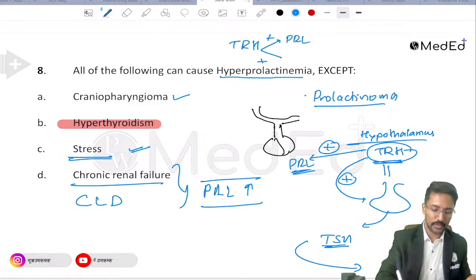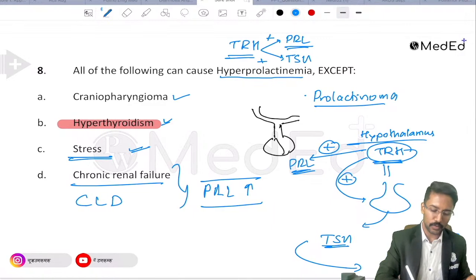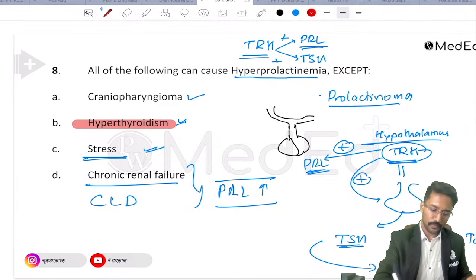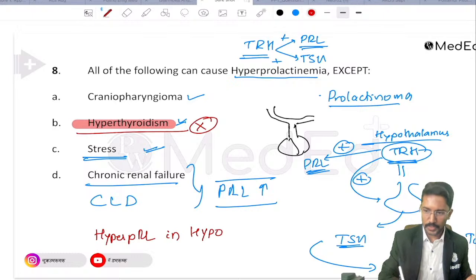One is prolactin production and second one is TSH production. So whenever TRH goes low, prolactin production goes low, TRH increase, prolactin levels increase. TRH commonly increases in primary hypothyroidism. In hyperthyroidism, mostly it is suppressed. So hyperthyroidism, you are not expecting hyperprolactinemia. Hyperprolactinemia occurs in hypothyroidism. So please remember that.